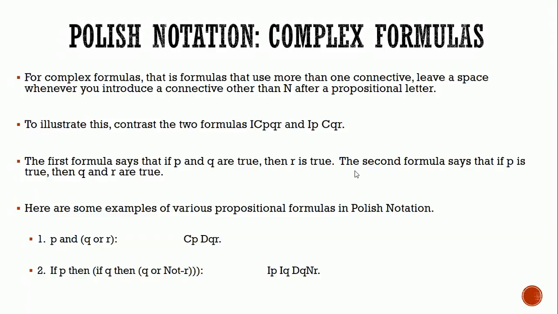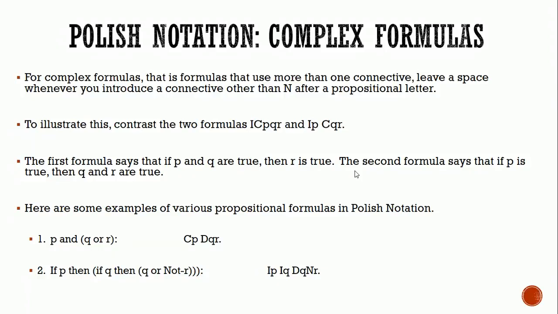So we'll look at two formulas: capital I, capital C, lowercase p, q, r, no spaces, and capital I, lowercase p, space, capital C, q, r. The first formula says, if p and q are true, then r is true. The second formula says that if p is true, then the conjunction of q and r is true. Okay? This is tough to work out, but you'll eventually get it if you're using Polish notation.